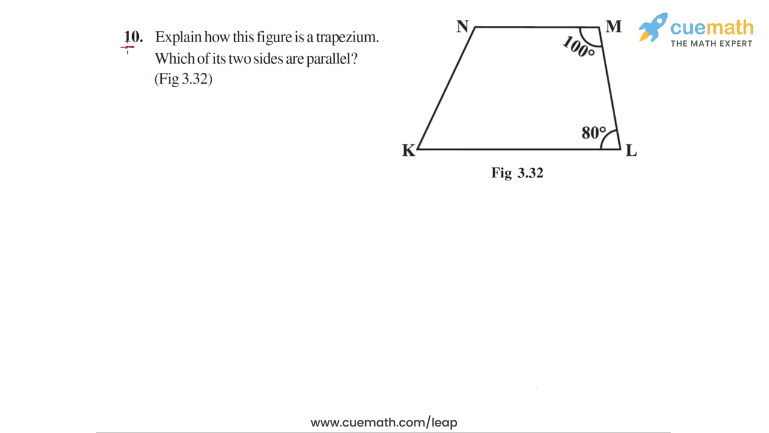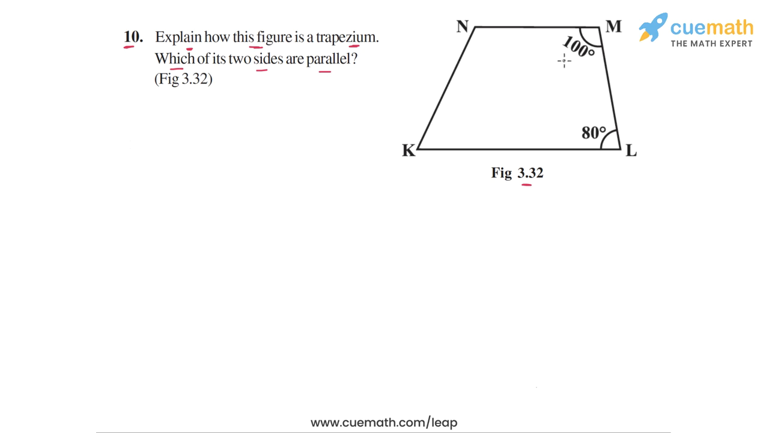In question 10, the problem statement says, explain how this figure 3.32 is a trapezium and which of its two sides are parallel. A trapezium is a quadrilateral in which one pair of opposite sides are parallel. So we have to explain how in this figure one pair of opposite sides are parallel, and then we also have to specify which of the two sides are parallel.